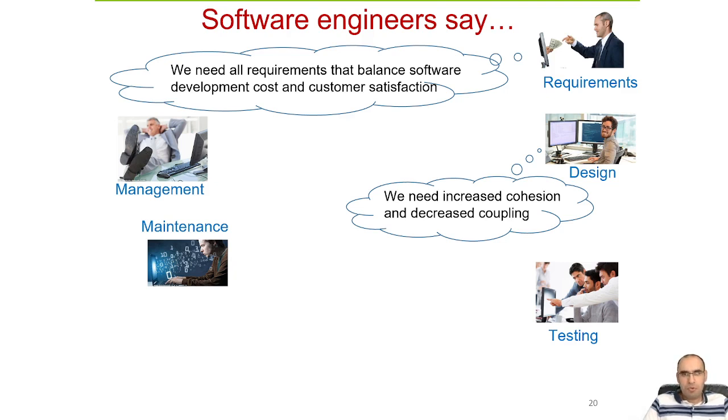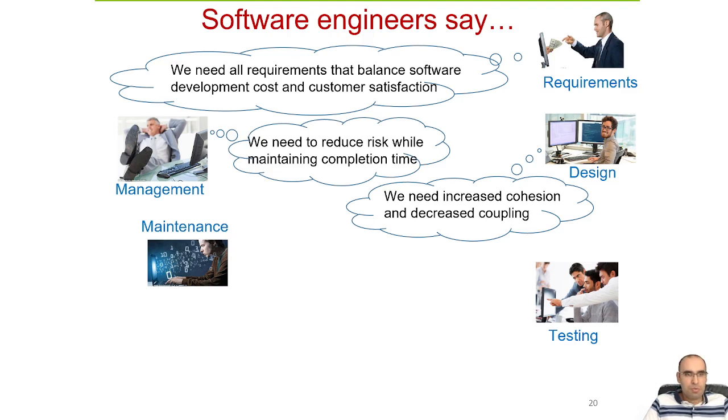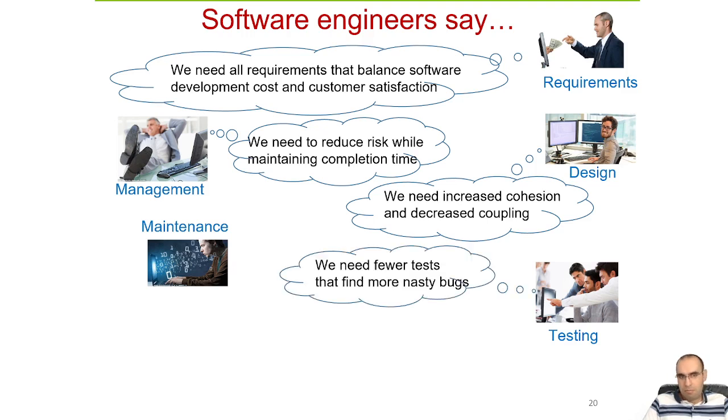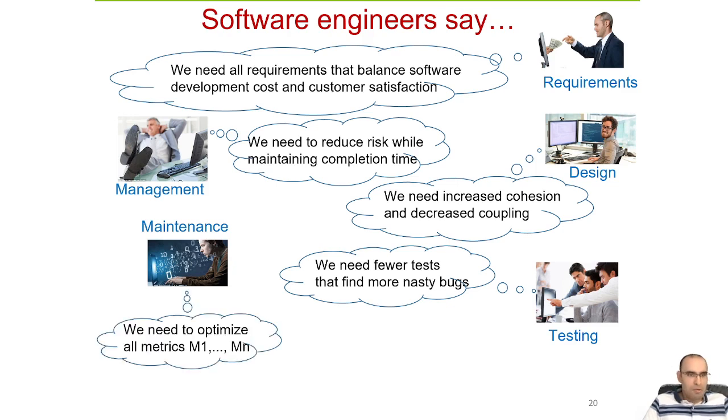People from management would say we need to reduce the risk while maintaining the completion time. People from testing would like to have very few tests that can find all the bugs in their system. And lastly, people from maintenance would like to optimize all the metrics in their code, which is sometimes very challenging as some metrics are conflicting.